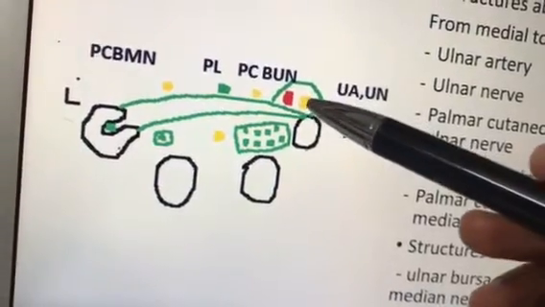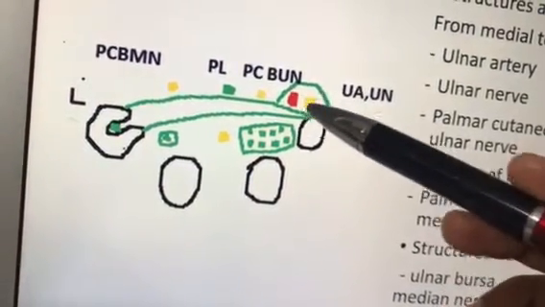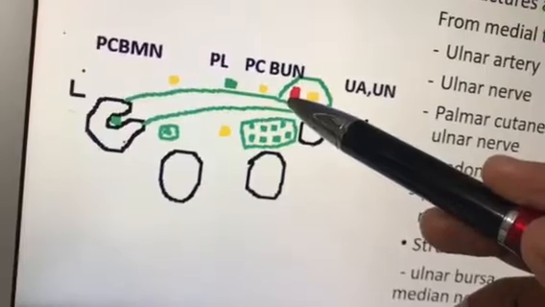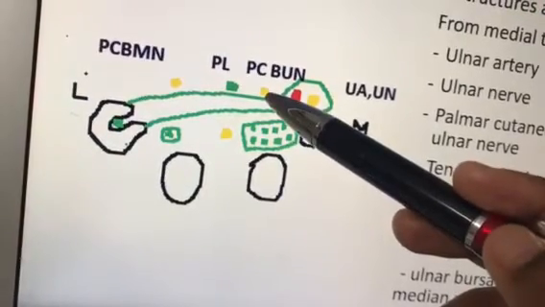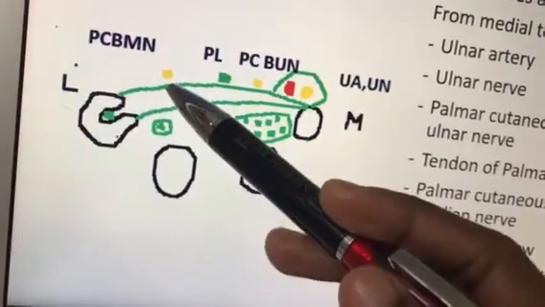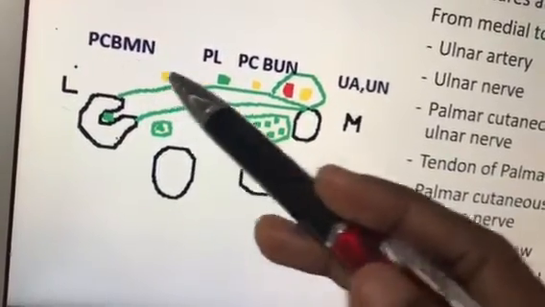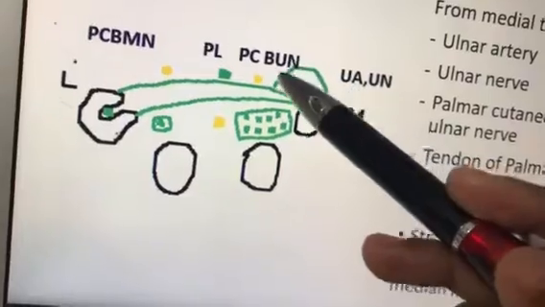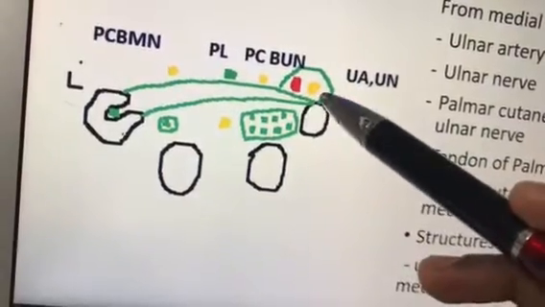So outside you should write ulnar nerve and ulnar artery, and palmar cutaneous branch of ulnar nerve, and palmaris longus tendon, and palmar cutaneous branch of median nerve. So this is how you have to write the order. This canal is called Guyon's canal. This will be asked in the MCQ.